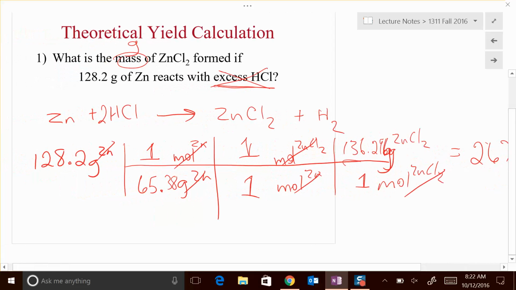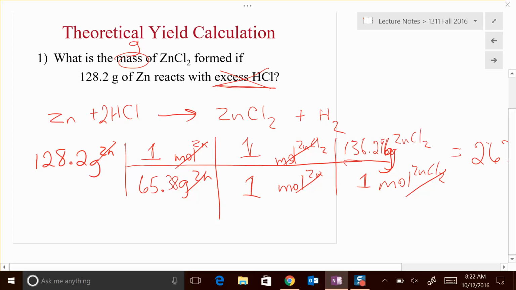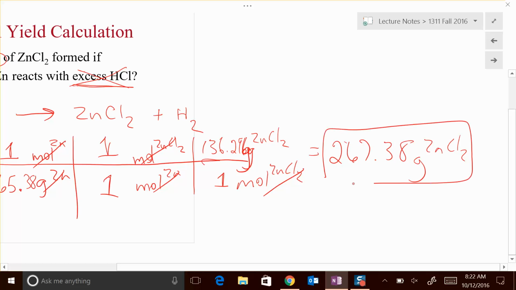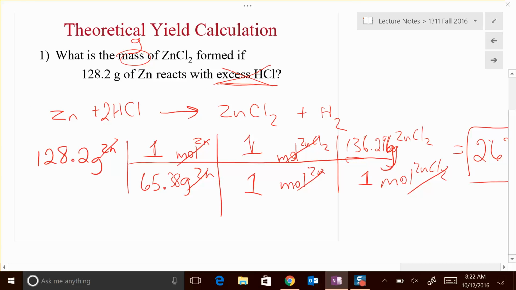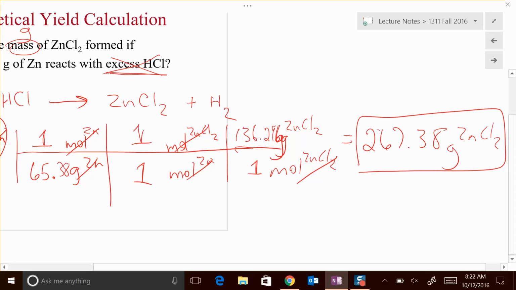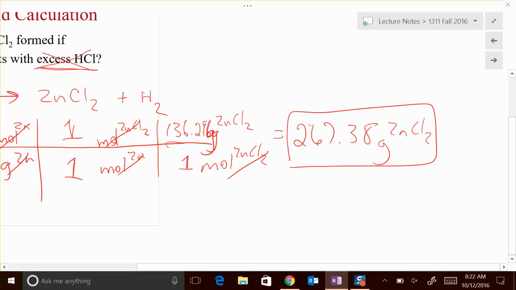Okay. So this is called a theoretical yield. That's called a theoretical yield because I didn't actually go do that. I just calculated it. So it is just theoretically how much I should make. If I have 128.2 grams of zinc with more than enough hydrochloric acid, more than enough, then I will theoretically produce 267.38 grams of zinc chloride.